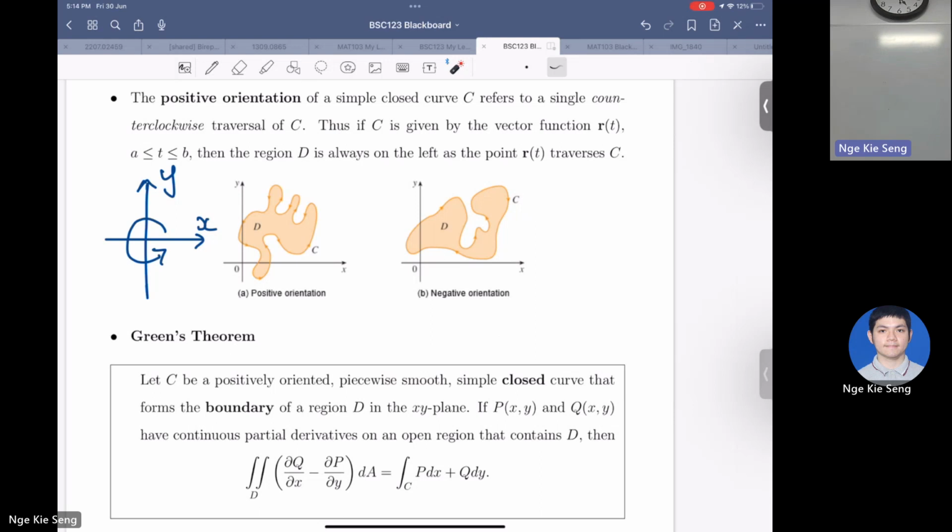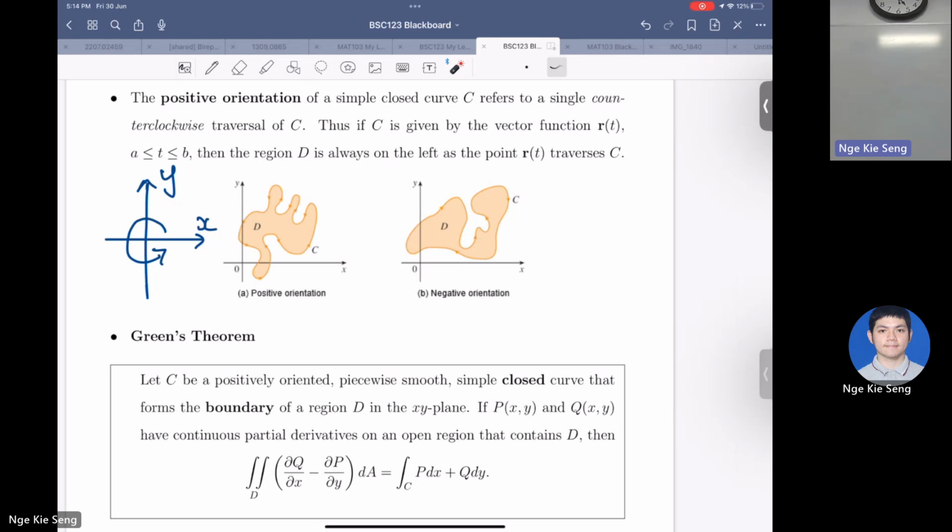So positive oriented means anti-clockwise. Piecewise smooth, not just smooth. Maybe it has a few non-differentiable points, that's fine. Piecewise smooth, simple, closed. Closed means the end point and starting point are the same, so it's a loop. Simple means it doesn't self-intersect. Okay, that's all. It forms the boundary of region D.